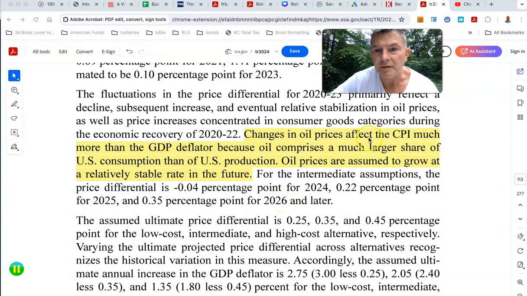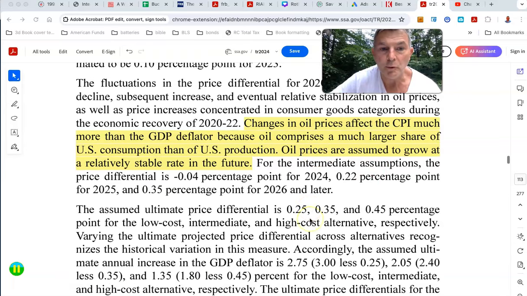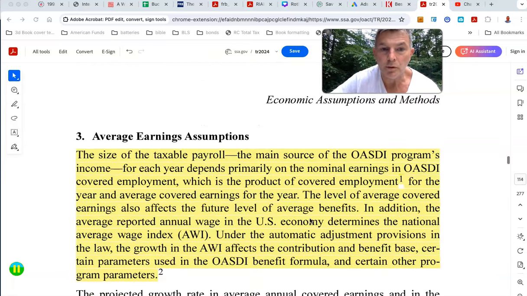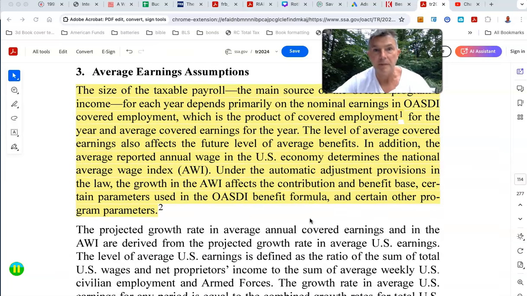I thought this was interesting. Changes in oil prices affect the CPI much more than the GDP deflator, because oil comprises a much larger share of U.S. consumption than of U.S. production. All right, so we just care about consumption. I get that production is what we're consuming, but our bottom line is based on consumption, the increase in price of consumption. Oil prices are assumed to grow at a relatively stable rate in the future. We're going to talk about oil in just a second because it's a big deal. Commodities, a big deal in inflation?